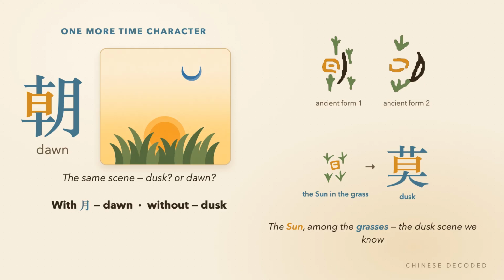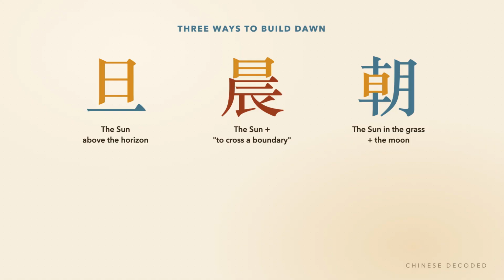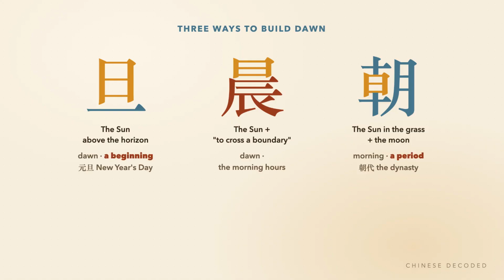The ancient Chinese used the moon brick to disambiguate. It means dawn when the moon is present and dusk otherwise. And that makes sense. The moon is more prominent at the dawn twilight when the sky transitions from darkness to light than the other way around. 3 ways to build dawn. They are all dawn, the same idea underneath, but each is its own word with its own shade of meaning.